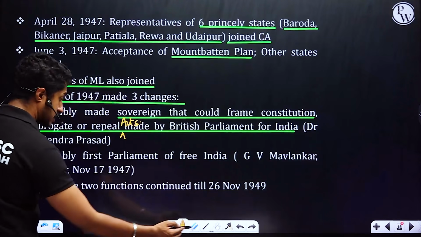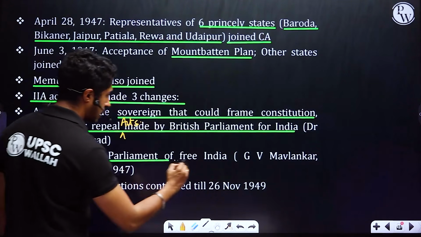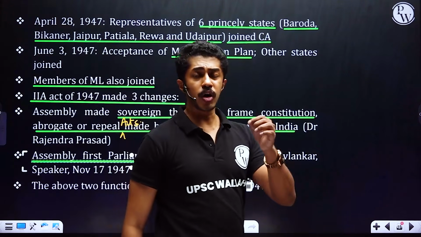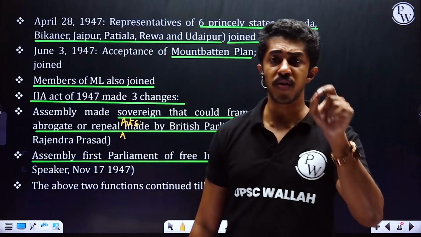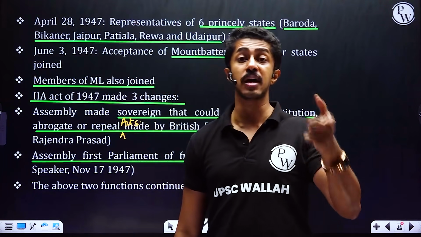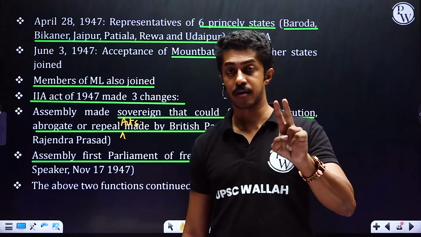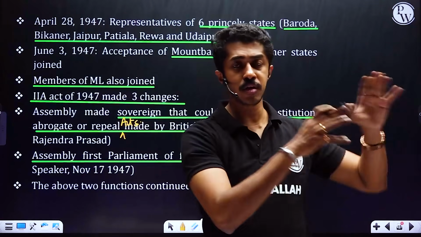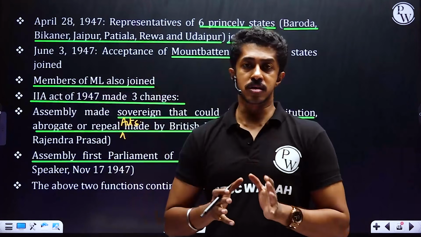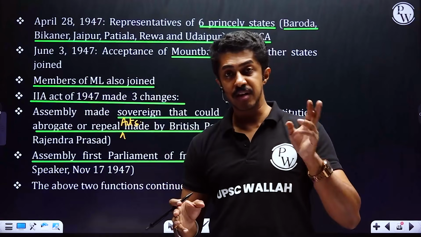Assembly first Parliament of Free India. What does this mean? Assembly first Parliament of Free India. It simply means the Constituent Assembly also functioned as a lawmaking body. That means 2 functions it had. One, make the constitution. The other, make laws.